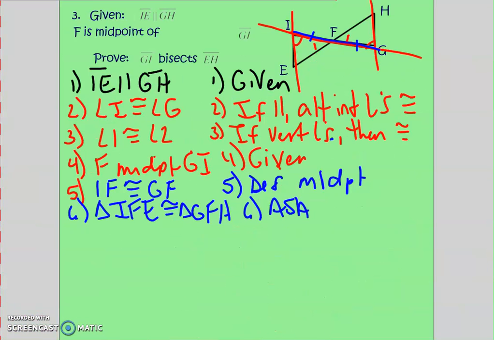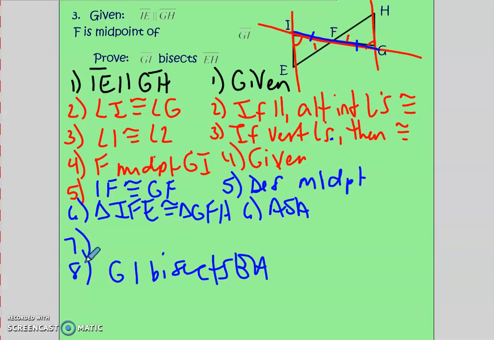Now we're going to add on 2 more steps. So our corresponding parts for there, and if you think kind of backwards, if I want to say that GI bisects EH, I am going to need, if I start from step 8 and go backwards, to bisect EH, I need EF to be congruent to HF, because that's what it means to bisect.